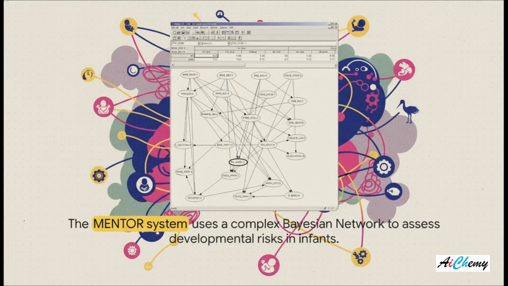And this is what one of those looks like in the wild. This massive web is a Bayesian network for a real system called Mentor. It's used to assess developmental risks in newborn babies. Every single one of those ovals is a variable, like mother's age or birth weight, and every arrow is a probabilistic link, just like the one we drew from rain to sprinkler. Yeah, it looks complex as heck, but it is built on those same simple, powerful ideas we just walked through.